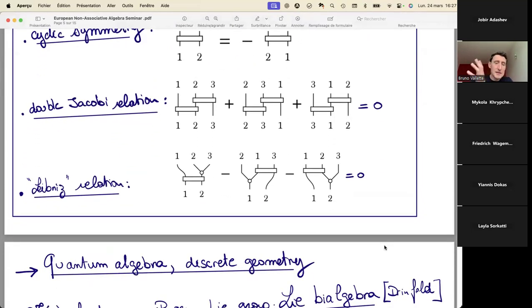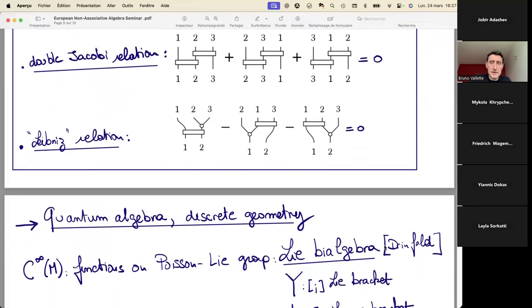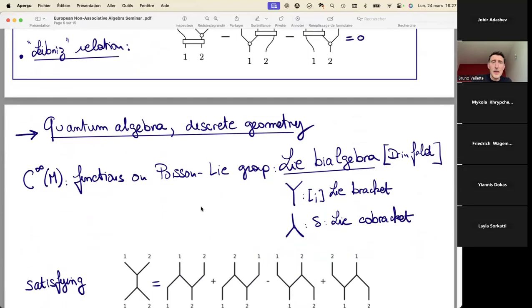And now last, but not least, bialgebraic structures that arise naturally. So the first one was in topology, the second one is geometry. Here, if we look at what's going on in quantum algebra and discrete geometry, we can now look not at any manifold, but a Poisson Lie group. We look at functions on a Poisson Lie group. And then using this structure, what do we have? We see that this admits a Lie bracket and a Lie co-bracket.